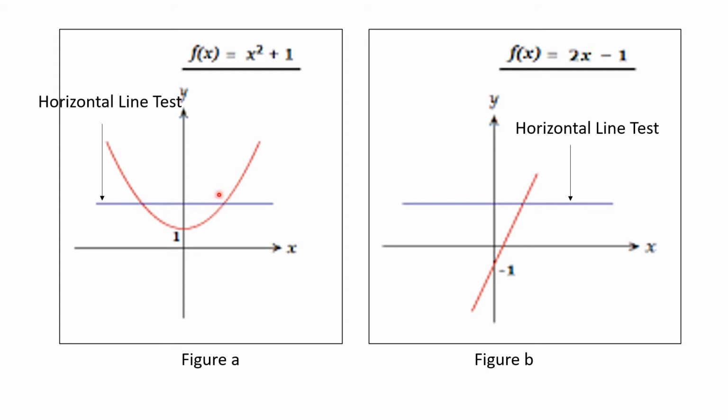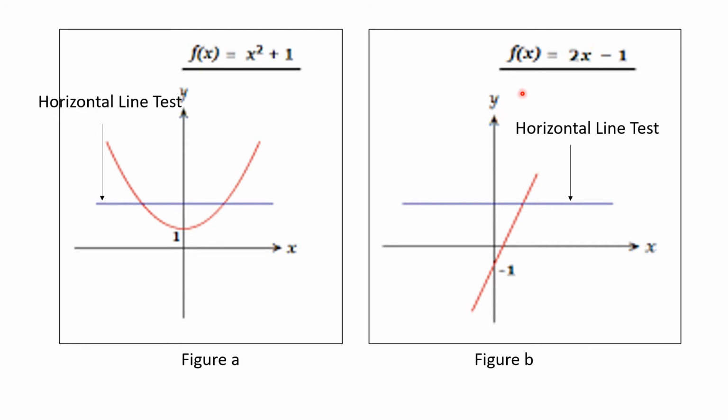So, it means twice nag-intersect ang aton horizontal line sa aton nga graph. Therefore, figure A or function f of x equals x squared plus 1 is not one-to-one function. So, hindi siya one-to-one kay kaduwa siya nag-intersect sa aton nga graph ang aton horizontal line test.